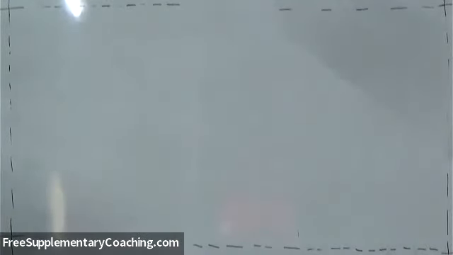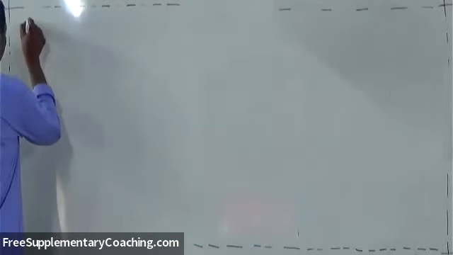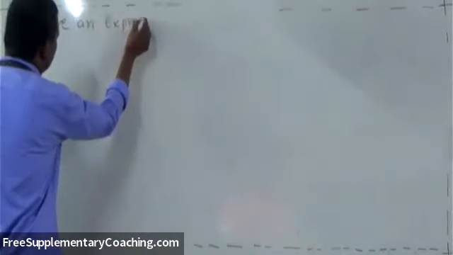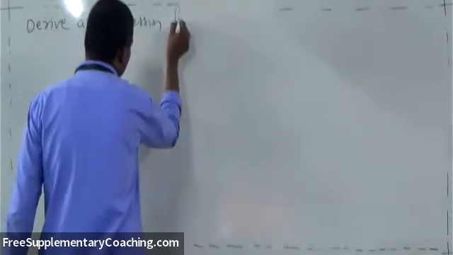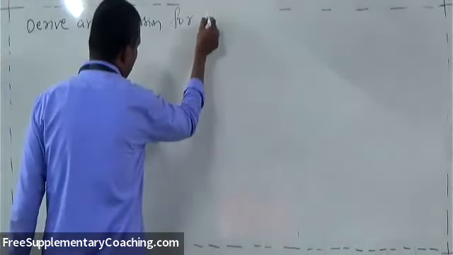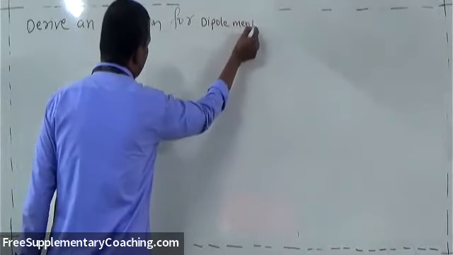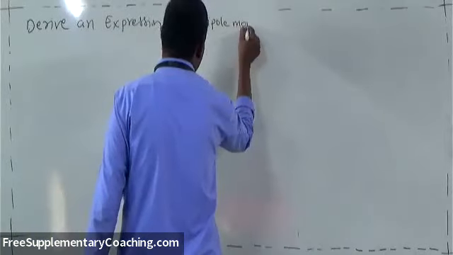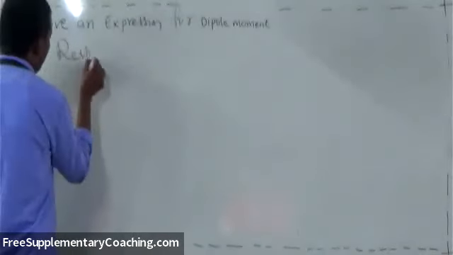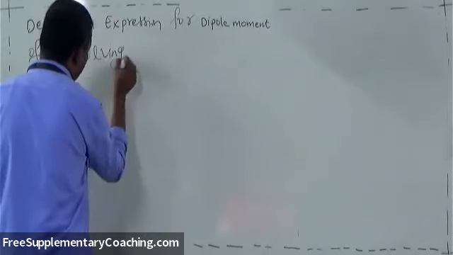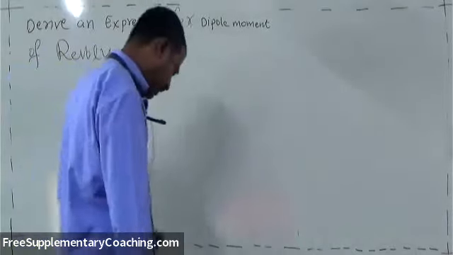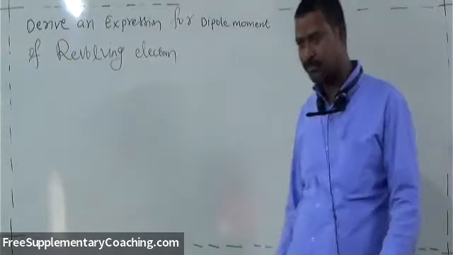चलो, next question is expression for dipole moment of revolving electron. Dipole moment of revolving electron. It's simple only.